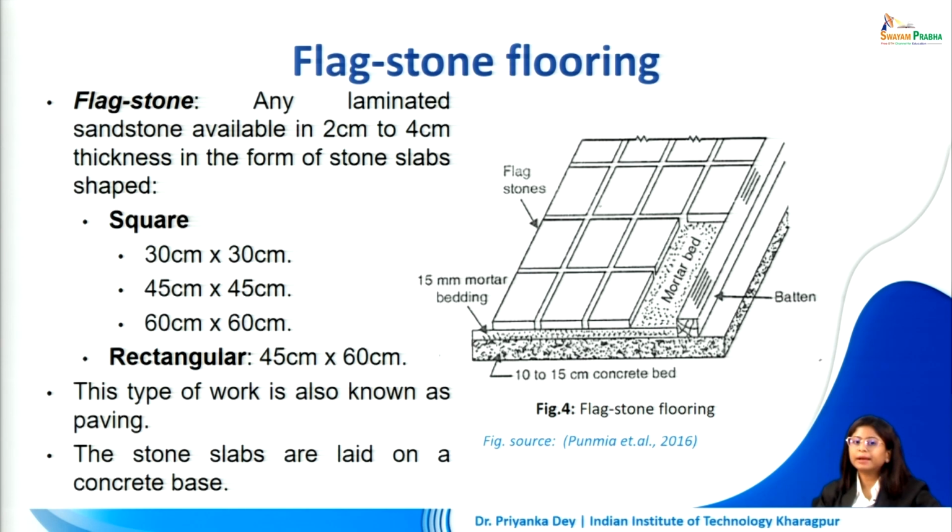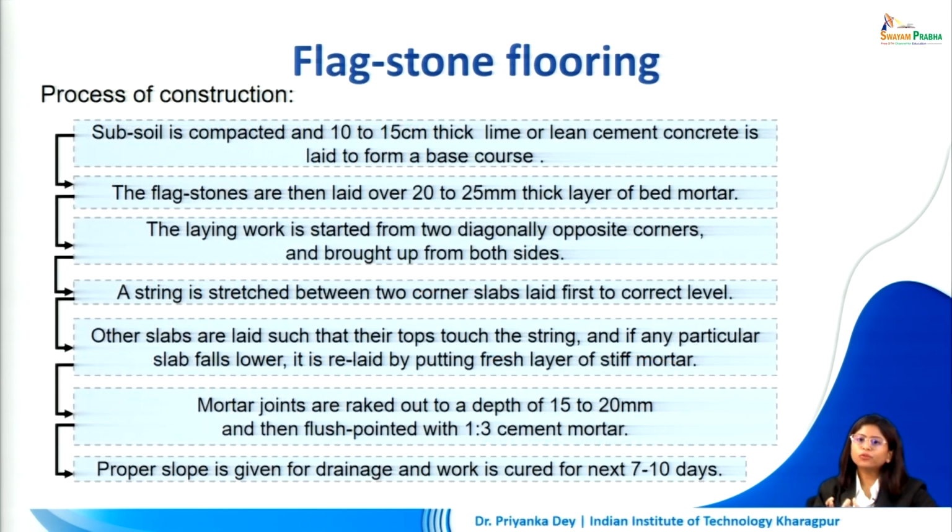Now, the stone slabs are laid on the concrete bed. So, we have a 10 to 15 centimeter concrete bed which forms the subgrade or the base layer. We may then add a mortar bed which is about 15 mm in thickness, above which the flagstones are suitably fixed. Now, in order to ensure that we stay within a straight pattern, we can use battens at the side. The overall process is that the subsoil is compacted, and as I mentioned, a 10 to 15 centimeter thick layer of lime or lean cement concrete is creating the base course.